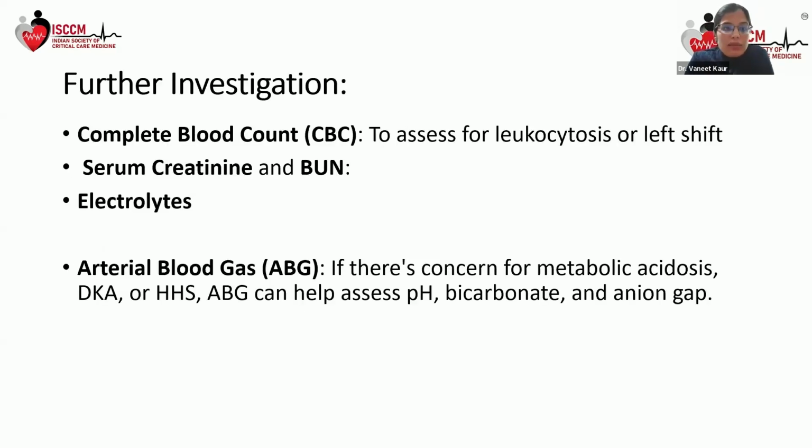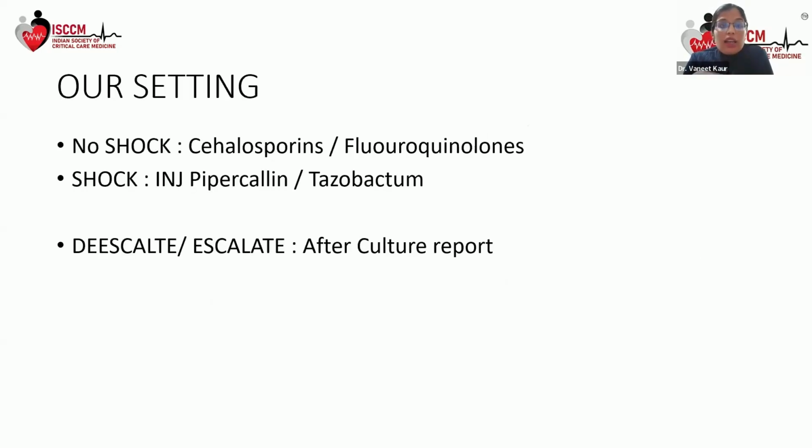Then further investigations, CBC, blood urea nitrogen, serum creatinine were sent. ABG, if there is any concern for metabolic acidosis, and all the other things have to be clinically, empirically ruled out. In our setting, what is our practice: if we receive a patient who does not have any shock, the first drug that we start is cephalosporin. It can be ceftriaxone, Magnex Forte, anything. But if the patient we receive with shock, then we go ahead with piperacillin-tazobactam. And we de-escalate after the culture report.